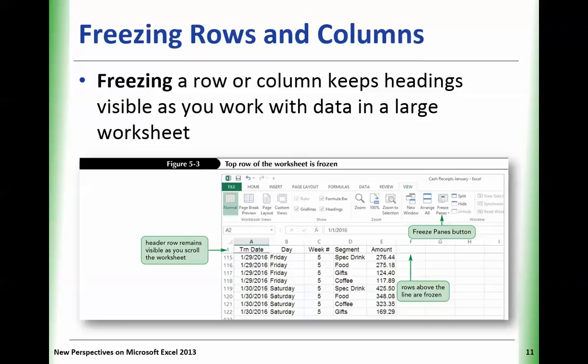Freezing is a unique thing that allows us to keep the header row visible no matter where we are in the data. So we can scroll around the data without the headers moving: training date, day, week, segment, amount. That is our header row. So you'd be able to scroll these records up or down and always see the headers.